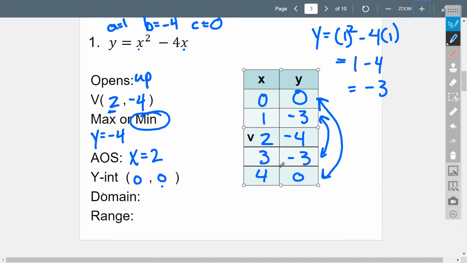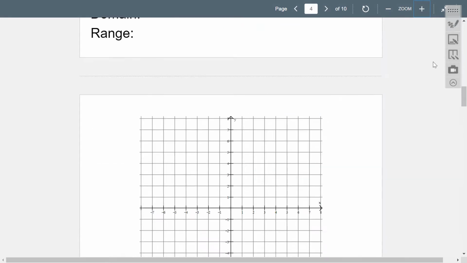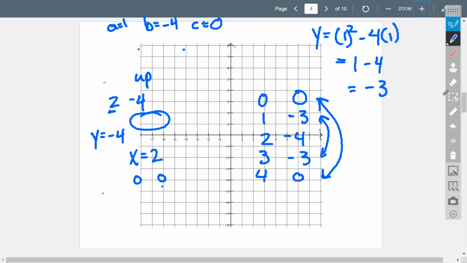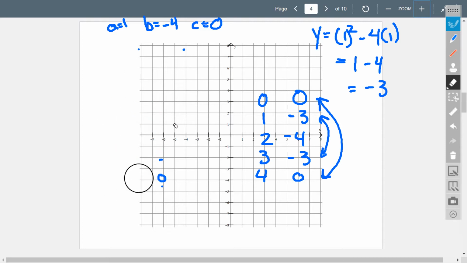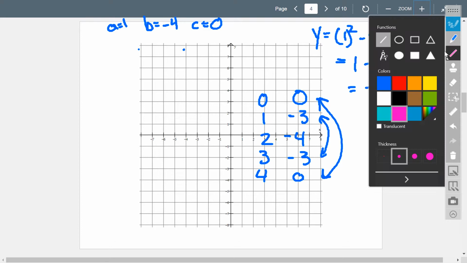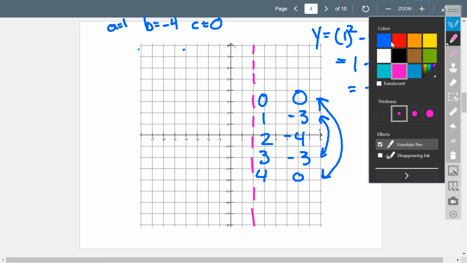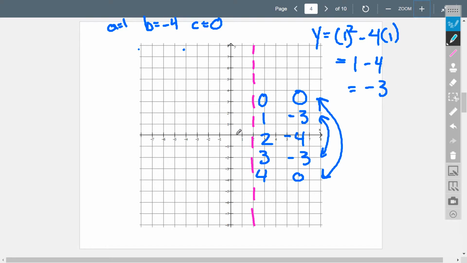So I want to graph these points here: (0, 0), (1, negative 3). So let me graph these here. First let's do the axis of symmetry. The axis of symmetry is going through 2 on the x-axis, and the vertex is going to be on the axis of symmetry. The ordered pair for the vertex is (2, negative 4), so that's right here.